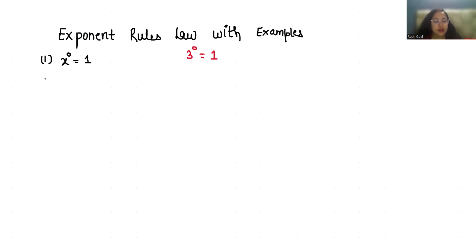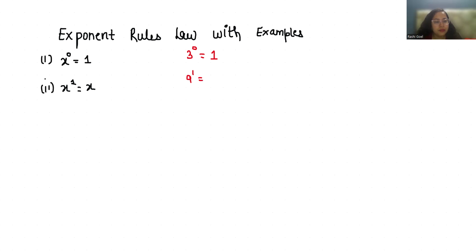Now another rule, x power 1 is always equal to x. For example, 9 power 1 is 9.